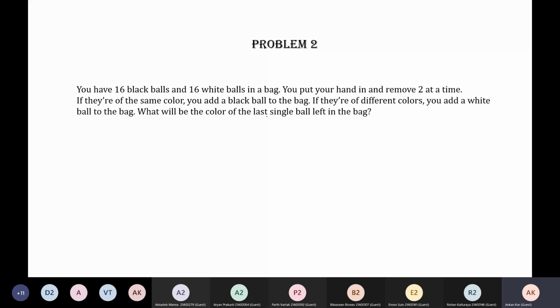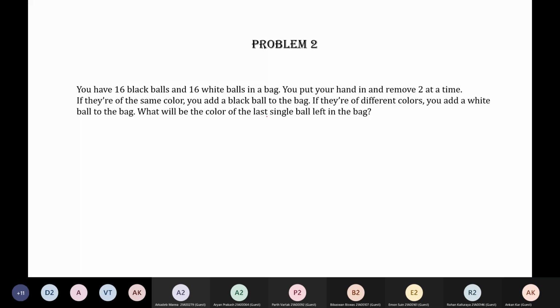You have 16 black balls and 16 white balls in a bag. You put your hand in and remove two at a time. If they are of the same color, you add a black ball to the bag. You are going to take either two black balls or two white balls from the bag, and if they are of the same color, you put a black ball in the bag. If they are of different colors, one black and one white, then you add a white ball to the bag. What will be the color of the last single ball left?